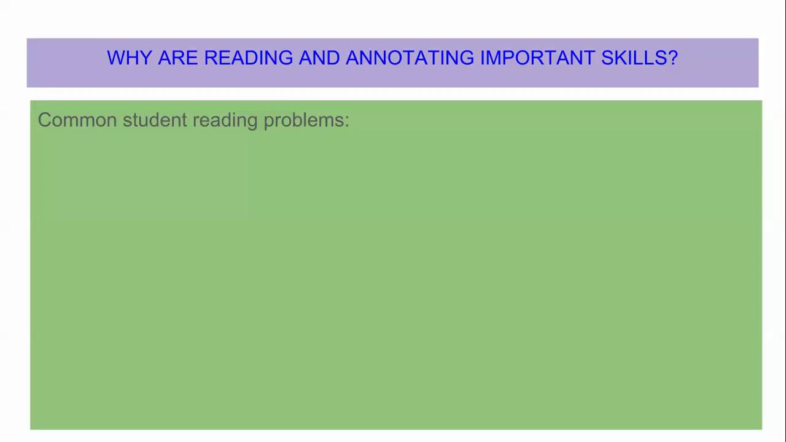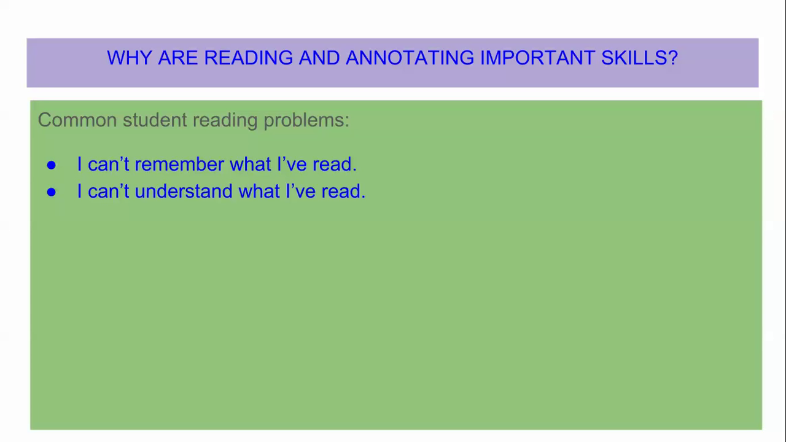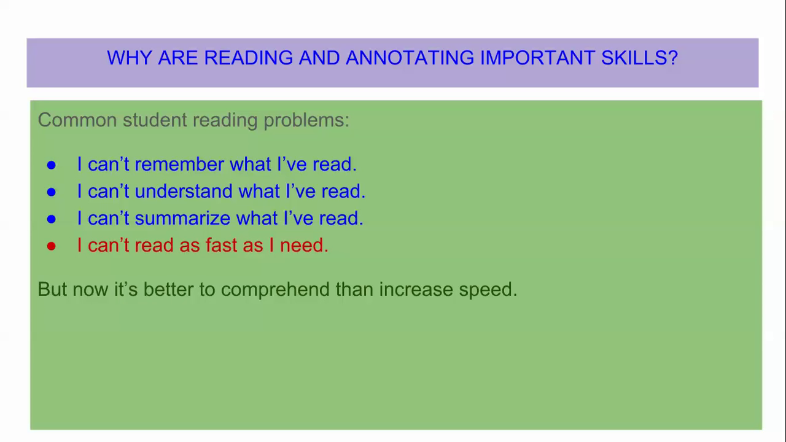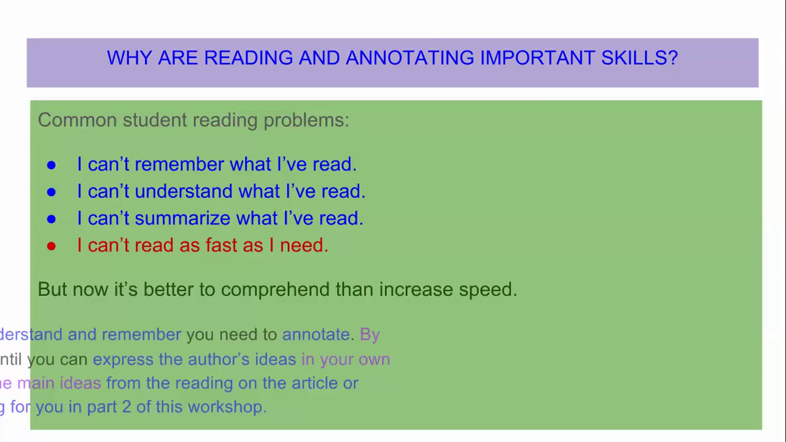Since we've been working in the Writing Center around the university, we've discovered that there are some problems with students reading. First of all, students complain that they can't remember what they've read. They can't understand what they've read. They can't summarize what they've read. And also, they can't read as fast as they need. But in terms of these problems, this workshop is not really going to focus on improving speed, because at this point it's better to comprehend what you're reading than increase speed.